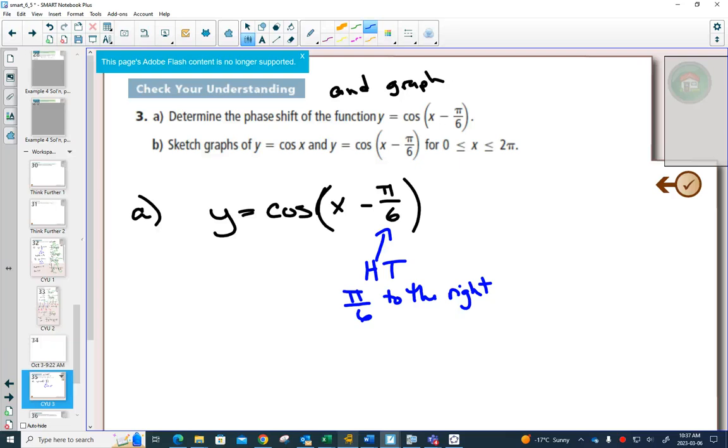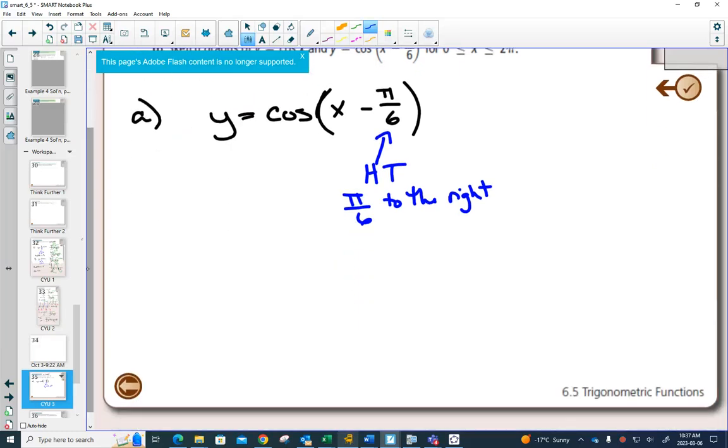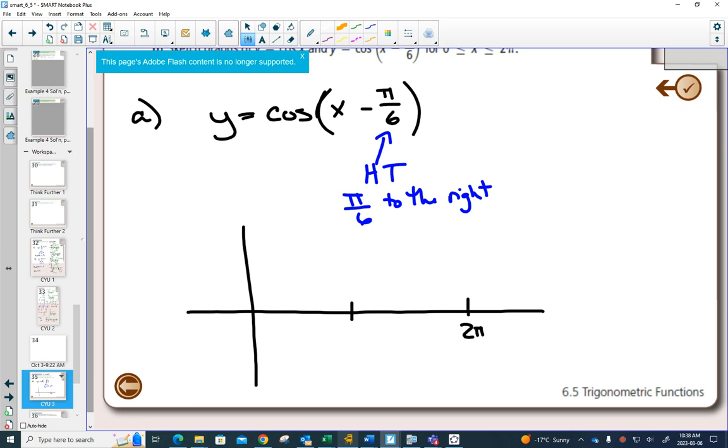So when we go to graph this one, again, this is sort of the shortcut we can do. Normally our period of cos is 2 pi, so I'm going to mark 2 pi divided into 4 equal sections. Our maximum and minimum are not going to change in this one because we have no vertical stretches or compressions. They're still going to be 1 and negative 1.